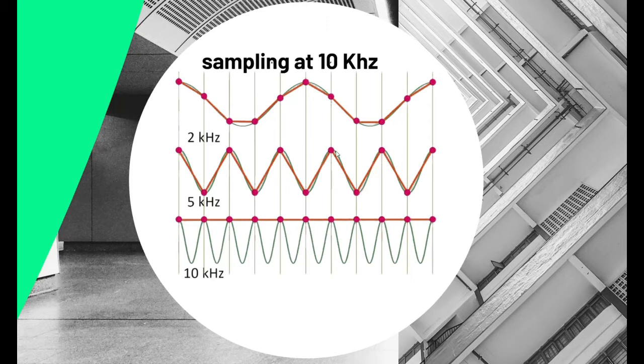shows the same frequencies. However, when I sample a 10 kilohertz signal with a 10 kilohertz sampling signal, then this is what happens. The dots always are acquired at the same spot, and then when you connect the dots, all you get is a line and no more frequency is visible. Of course, that's not what we want.